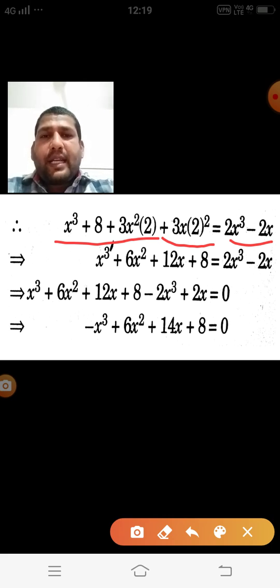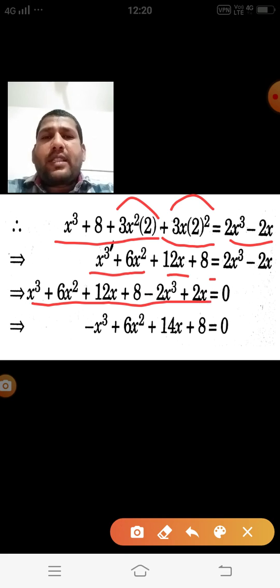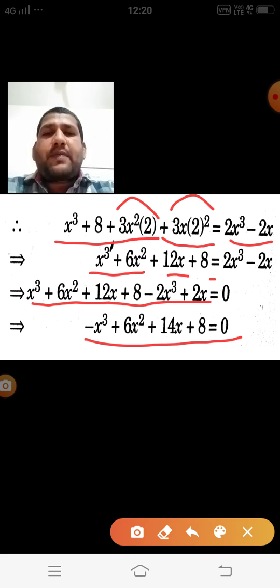Then what we are getting? x cube plus 6x square, 3 into 2 is 6. Here we are getting 4 into 3 as 12. Then 12x plus 8. Then we are taking all the terms on one side, and on simplifying, we are getting minus x cube plus 6x square plus 14x plus 8 equal to 0. This one is the final equation.